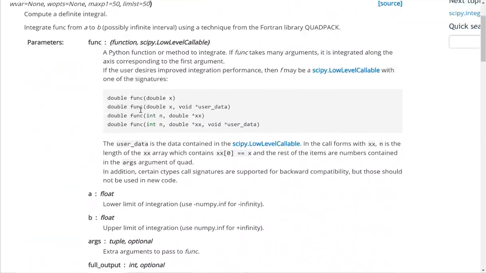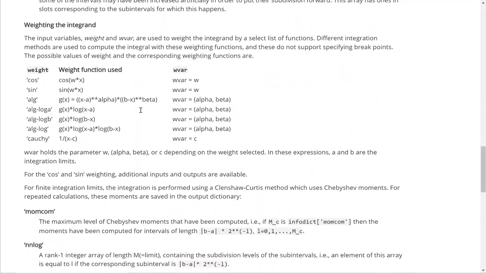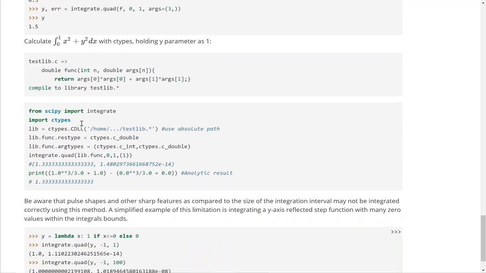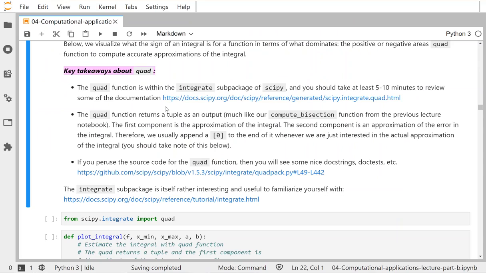I mean, there's a lot of parameters, a lot of things that go into this. I'm going to show you how to use it easily. But then they also provide some examples below. There's a good number of examples here, and you could try implementing these in the notebook for yourself.